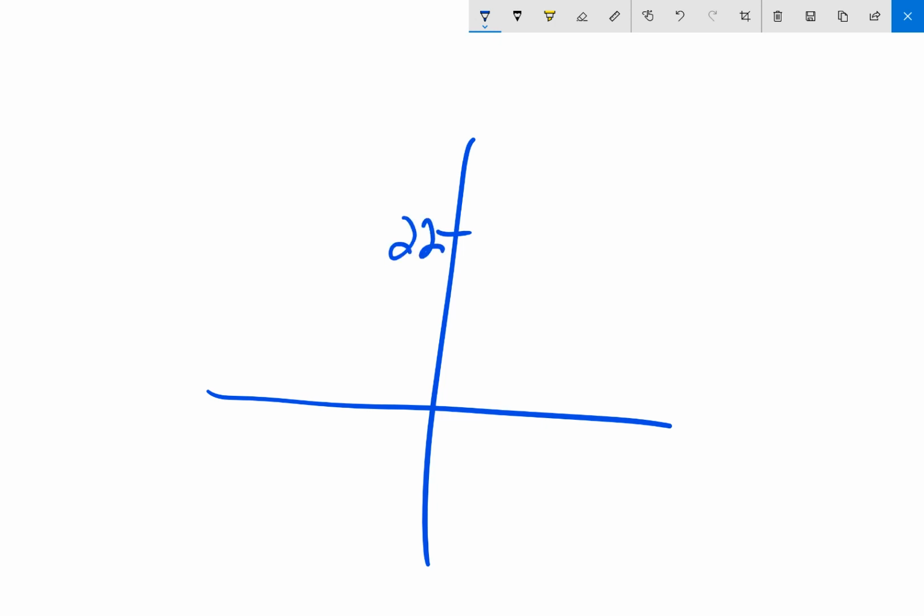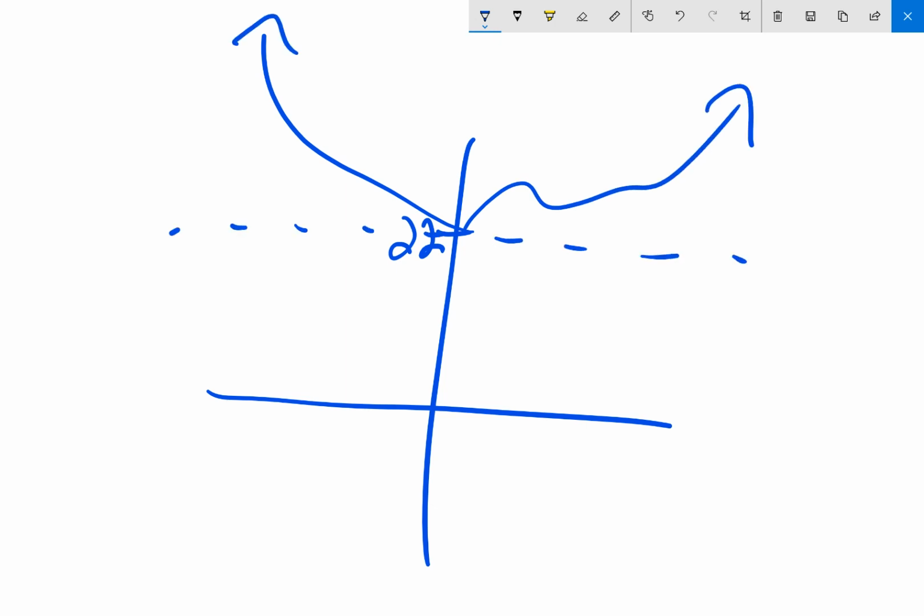And the polynomial has a range of greater than or equal to 22, which means our polynomial exists above, I don't know what it looks like necessarily, but I know it exists above y equals 22, something like that. Because the range is greater than or equal to 22, it's going to be from positive 22 all the way on up, right? That's our range. So what does this tell us about our graph?